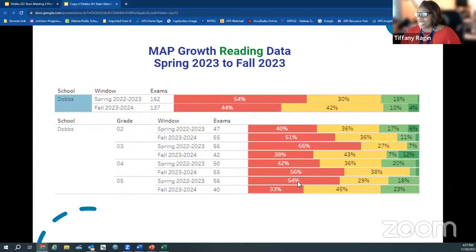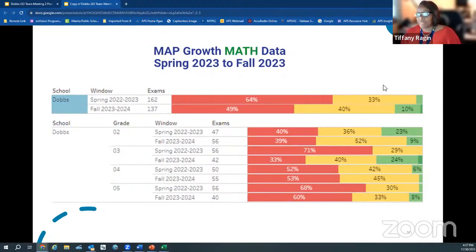In the spring, for the current 5th graders that were 4th graders last year, we went down, which is good. We decreased the red and increased the green. So we're constantly trying to make the red smaller and the green larger. The same for math. 2nd grade kind of went down a little bit. We're still working on proficiency. So we want to make sure we are proficient.